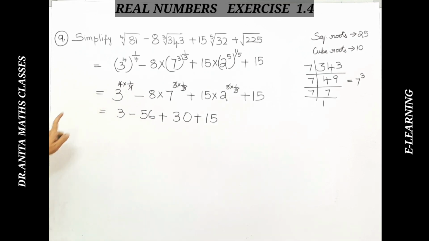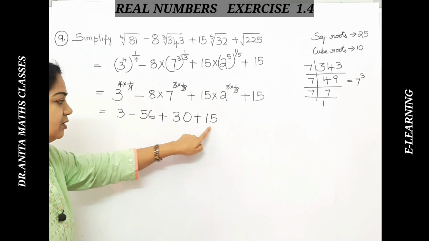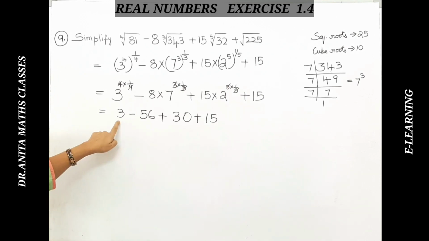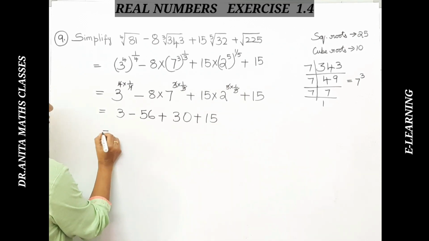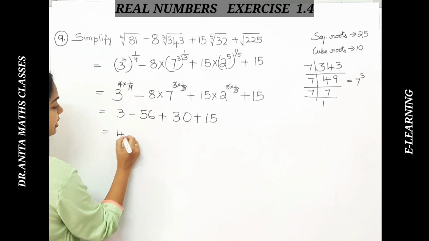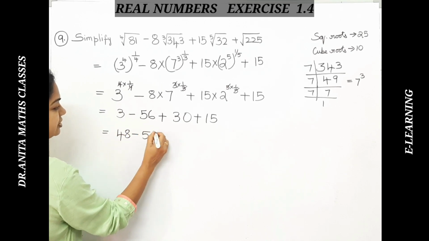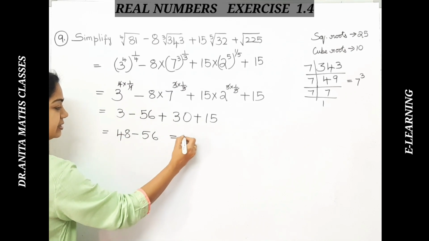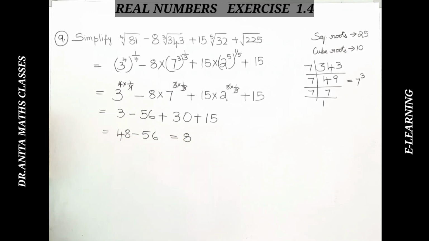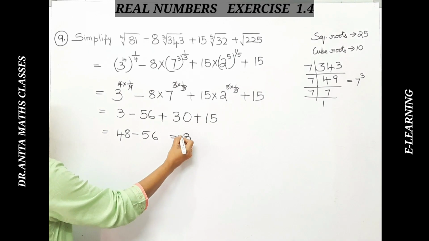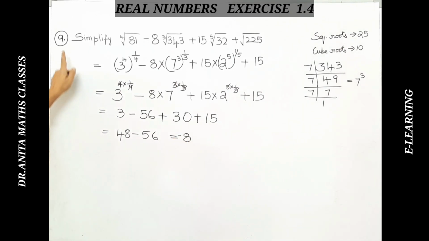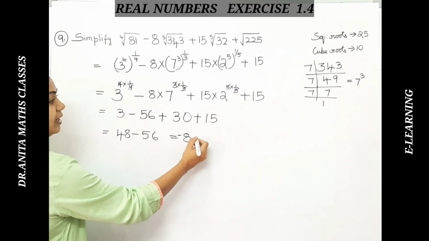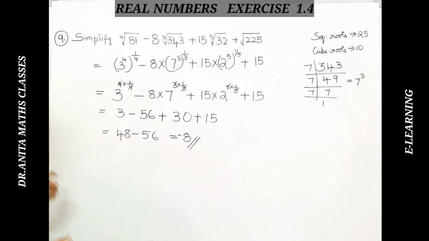Now here there are no negative numbers, only one negative number. So we can add these. This becomes 45 plus 3, 48. Right. So 48 minus 56. 48 minus that is simply 8. But it is negative 8. So after simplifying, we got the value as minus 8. Please pause it and note it down.